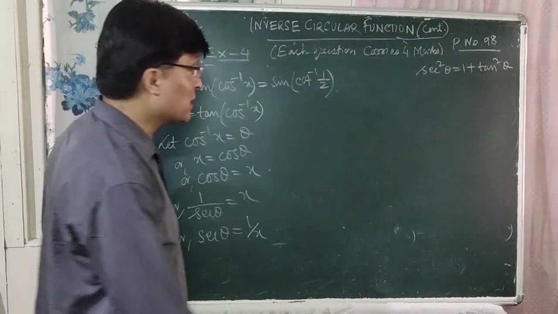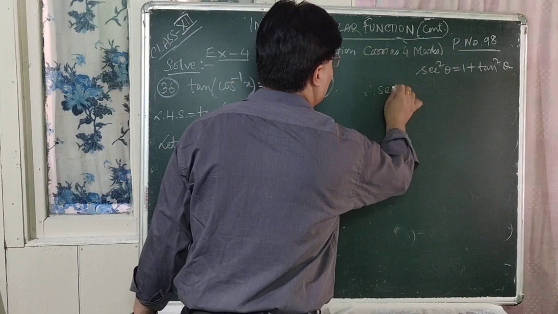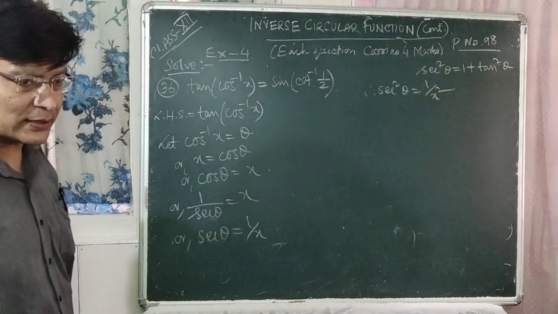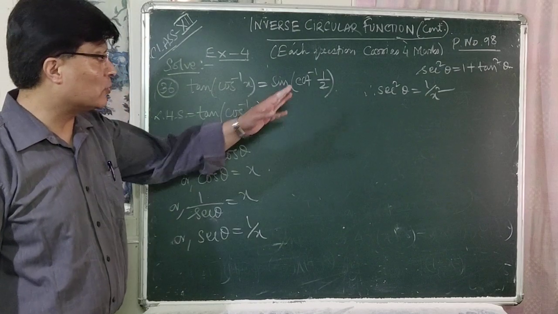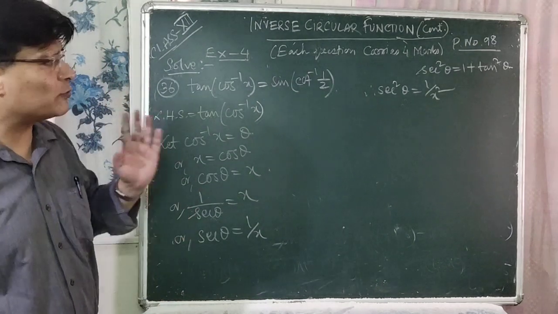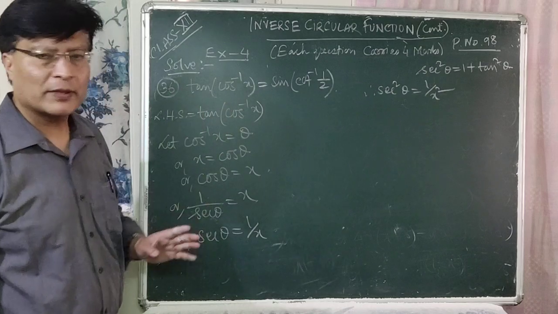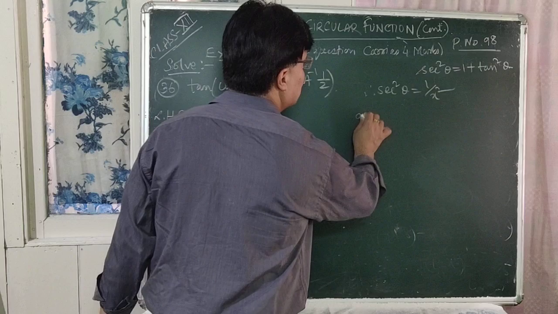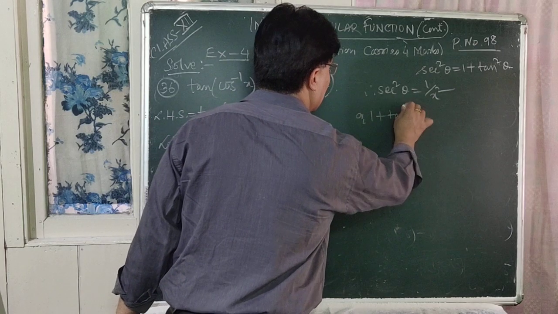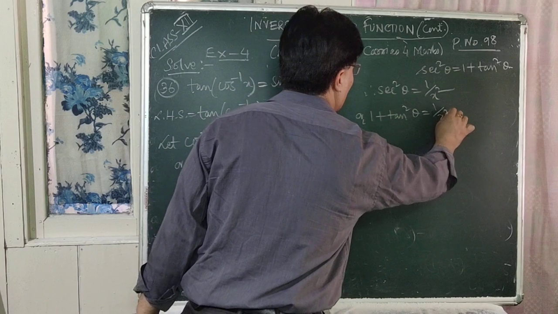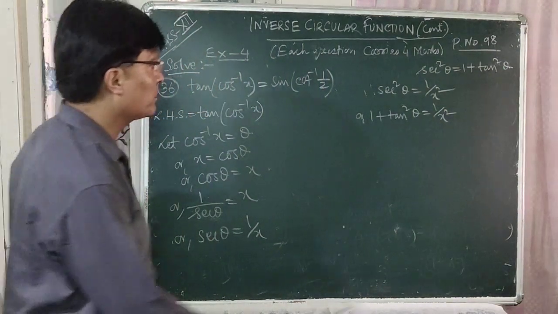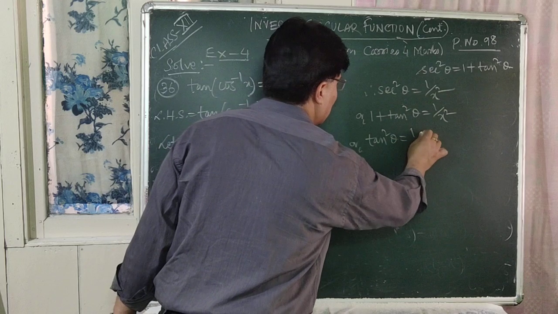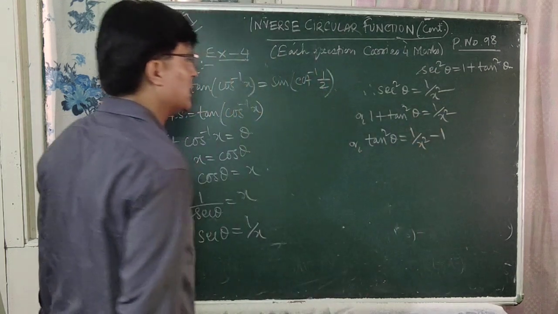First of all, you square both the sides. What do we get? sec²θ = 1/x², right? Actually, we have to find out the value for tan θ. So that's why it is converted into sec²θ. Now, what is the formula for sec²θ? It is 1 + tan²θ = 1/x², right? Or what is the value for tan²θ now? It is equal to 1/x² - 1.